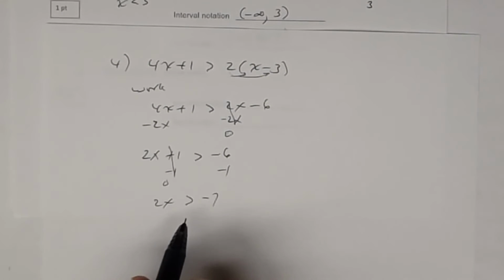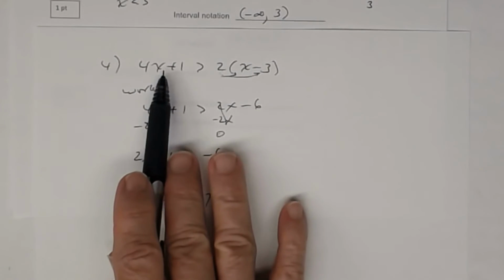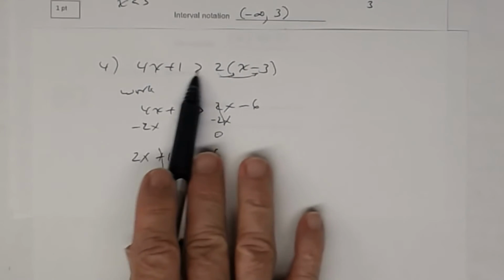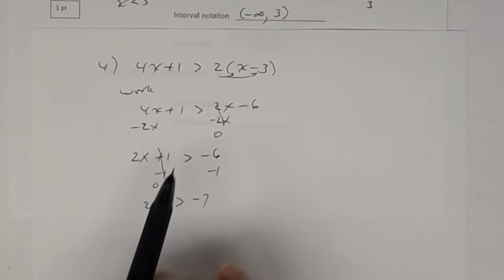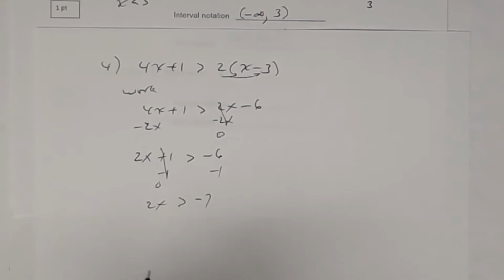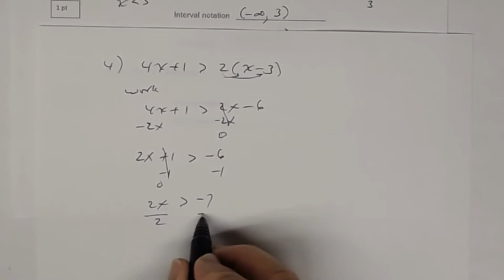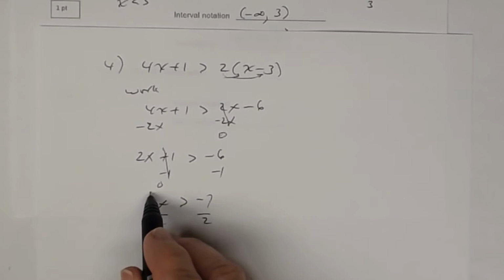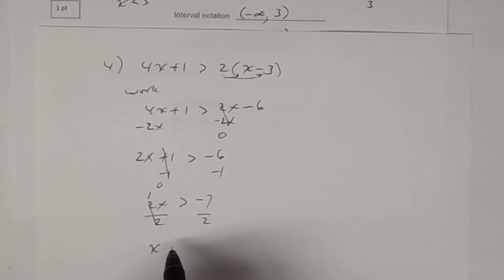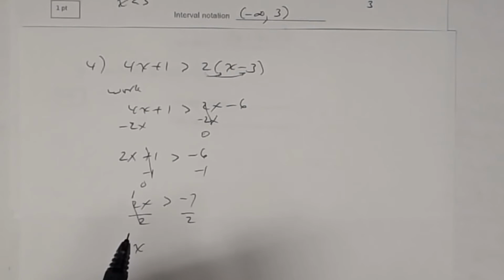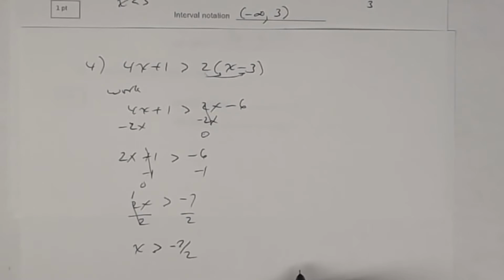And finally, we're almost done. Remember, we're trying to find the real numbers that will make this inequality a true statement. I just have to get x by itself, and then I will have found the solutions. So next thing to do is divide both sides by 2. 2 divided by 2 is 1. 1 times x is x. So my solutions to the original inequality will be any real number that's greater than negative 7/2.